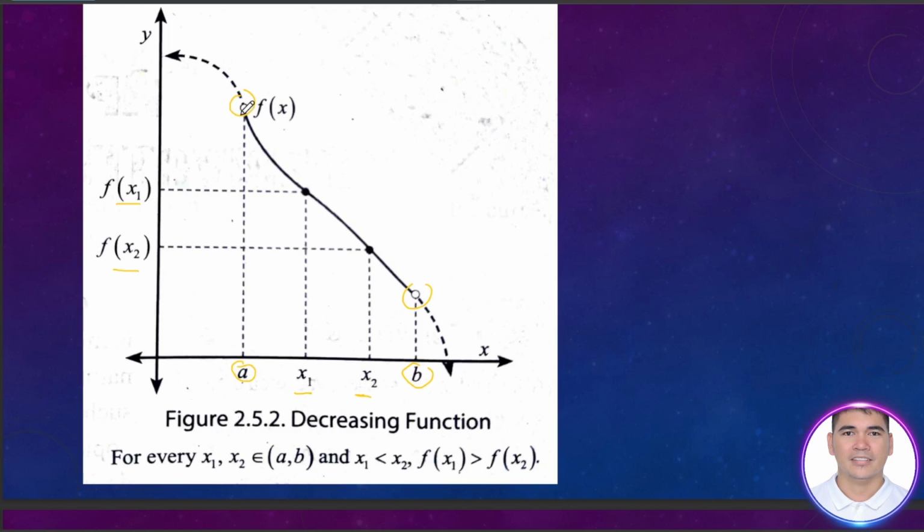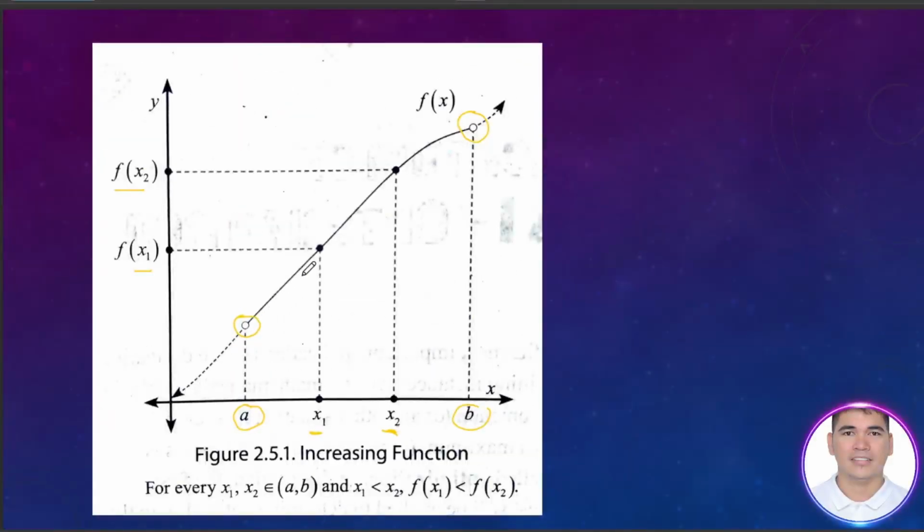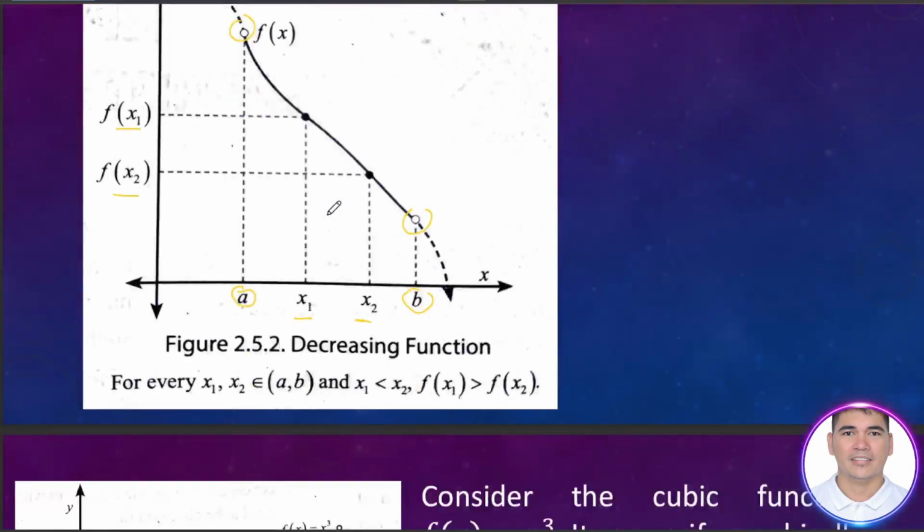So based on the graph alone, the graph is going down, decreasing, compared to the first figure, which is going up, increasing. So based on the graph alone, we can tell that the function is increasing or the function is decreasing.